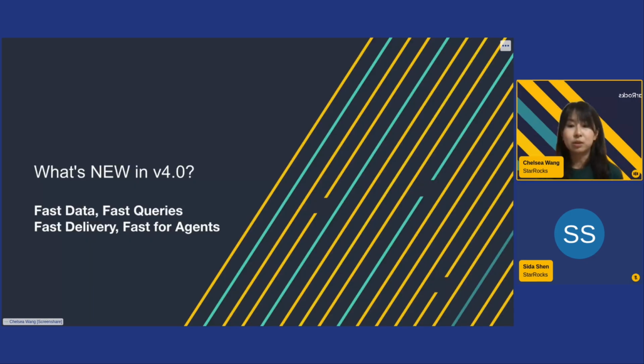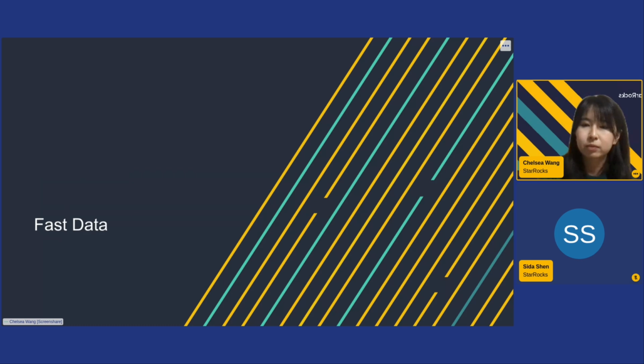So what's new in version 4? We are still pushing everything forward. Our vision is all about being fast everywhere, like fast data, fast queries, fast delivery, and even fast for agents. So first, the fast data. The name kind of speaks for itself.